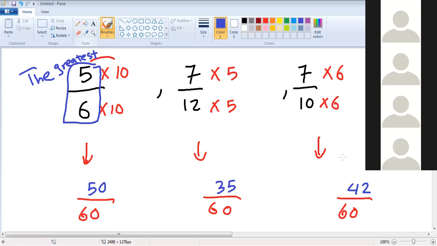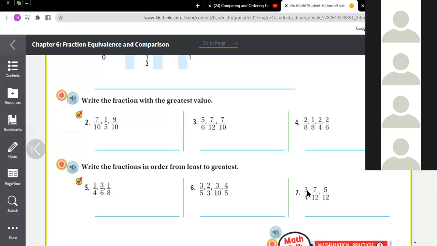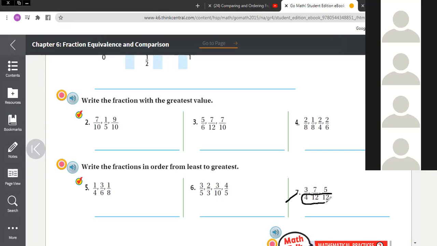Muhammad Sultan? Yes, mister? Please, you are going to answer the question, but please make the mic close to you. Okay. Question 7. Can you see it? Yes. On the same page: 3 over 4, 7 over 12, 5 over 12. Check the 3 denominators. Are they the same?